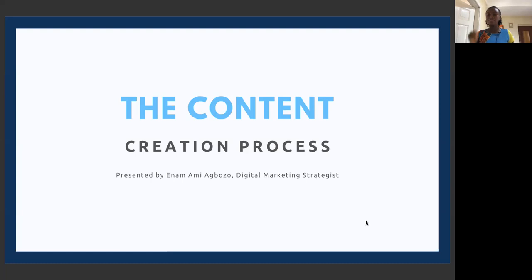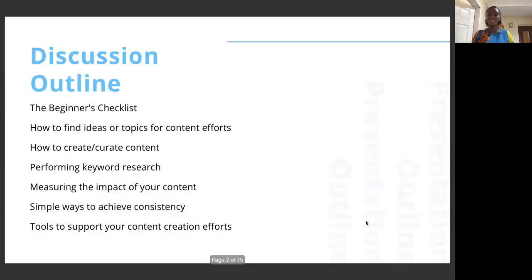their journey. In today's session, we are going to be looking at these things. So we're going to discuss a checklist that you can use to start creating content. We're going to look at how to find ideas or topics for your content efforts. We're going to look at how to create the content and how to curate the content. And we're also going to touch a bit on performing keyword research, which is going to help you to get topics to create your content with.